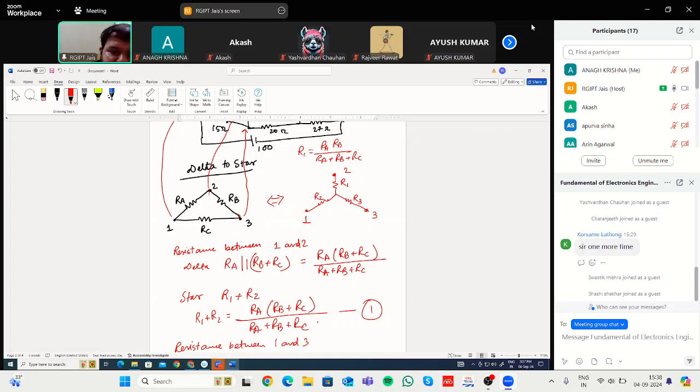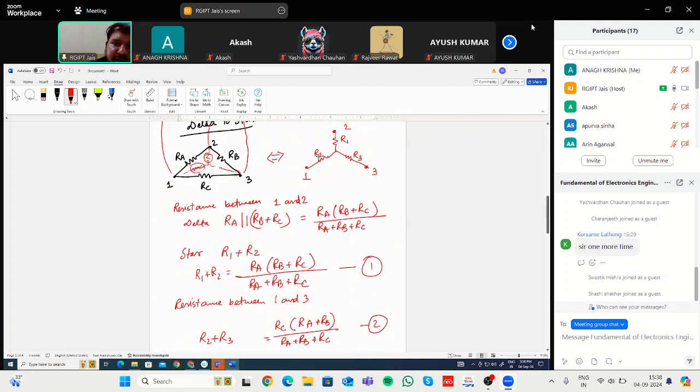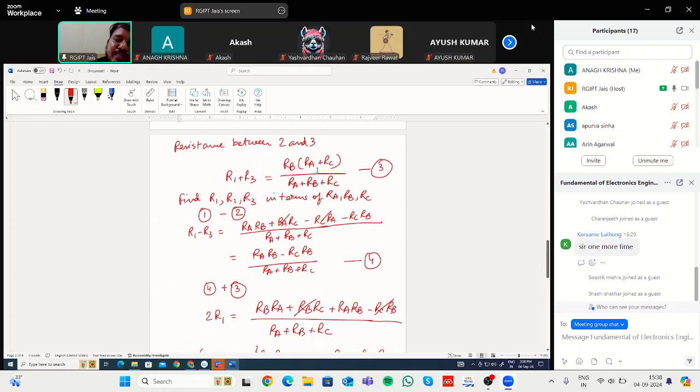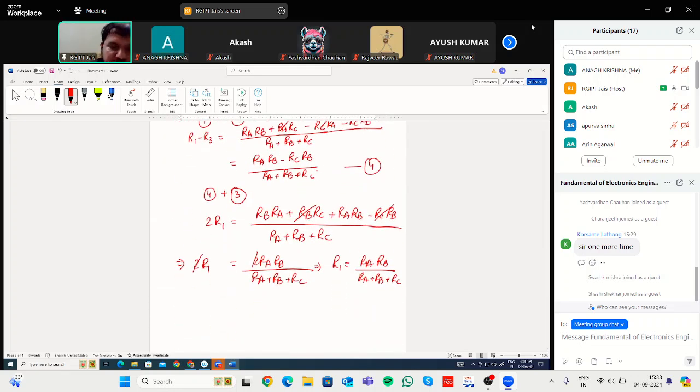When you are trying to find out the value of this resistance, the numerator will be the product of the resistances that are on both sides of it, Ra multiplied by Rb. If you want to find this resistance value, then in the numerator it will be Ra and Rc. So if you try to find R2, you can solve all these things just by seeing the similarity.